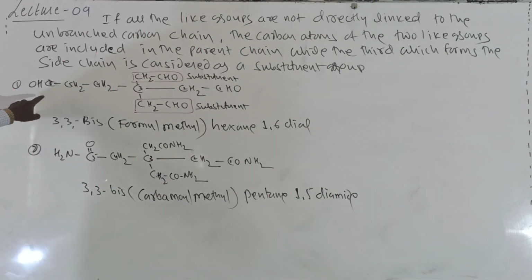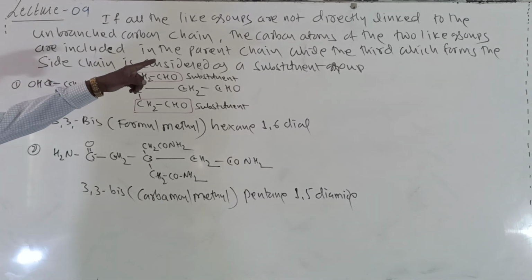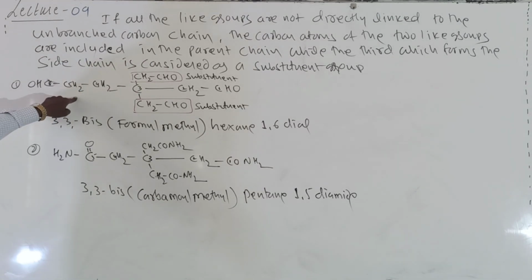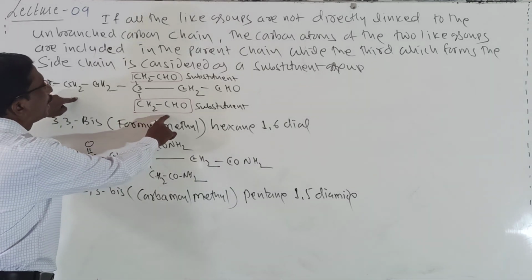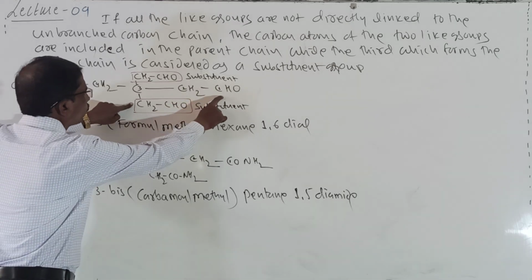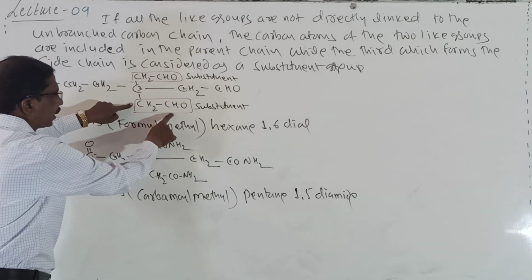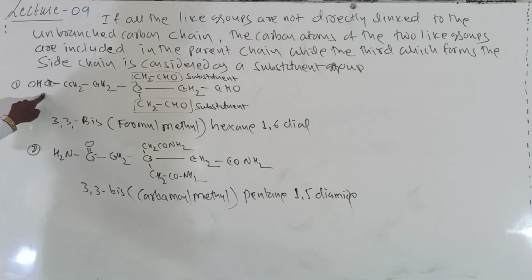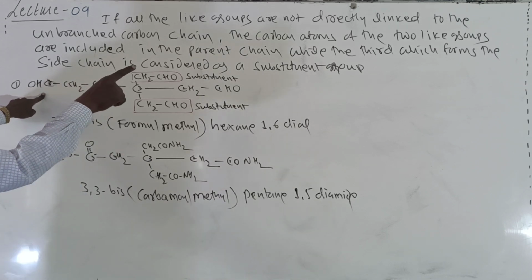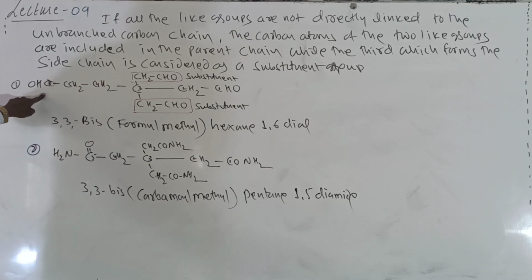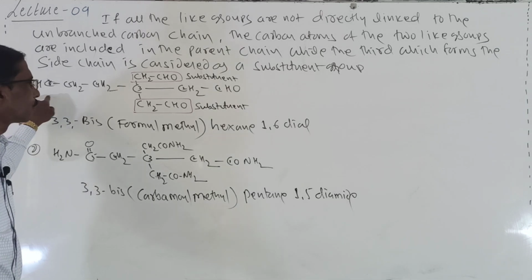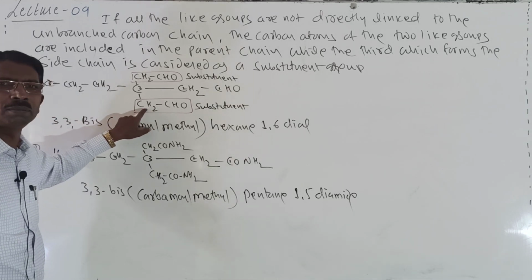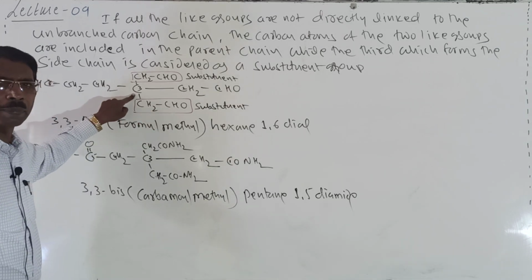Look here, if all the like groups are not directly linked to the unbranched carbon chain, here it is not like group. So here CHO aldehyde group, CHO aldehyde group, CHO aldehyde group and CHO aldehyde group. Look here, if all like groups are not directly linked to the unbranched carbon chain, so it is indirectly attached. It is not directly linked to this carbon chain.